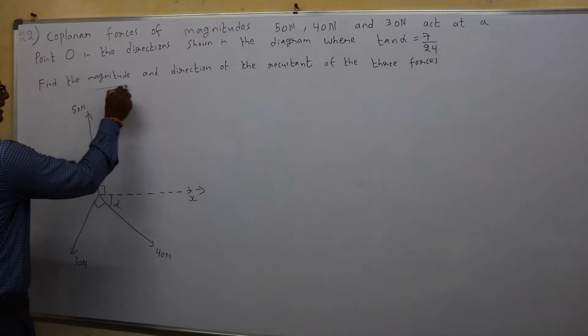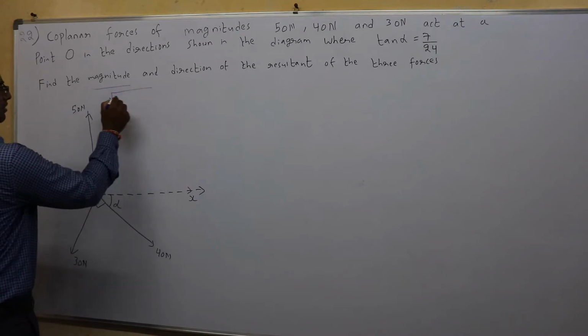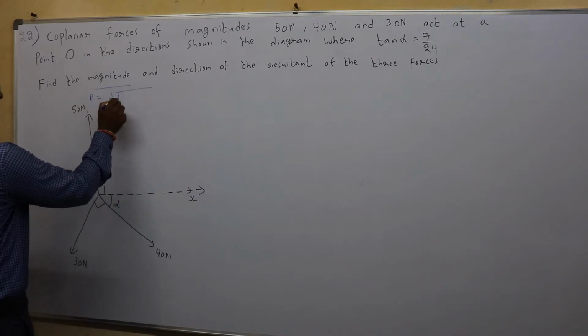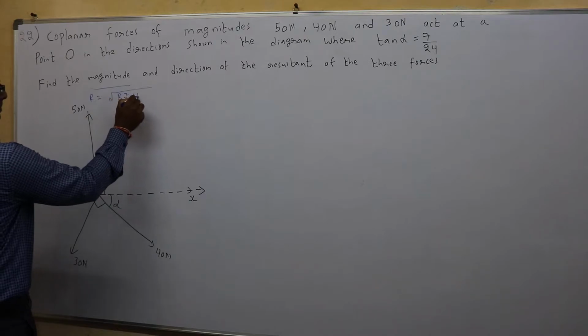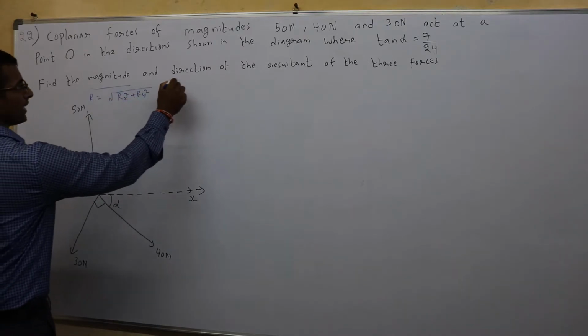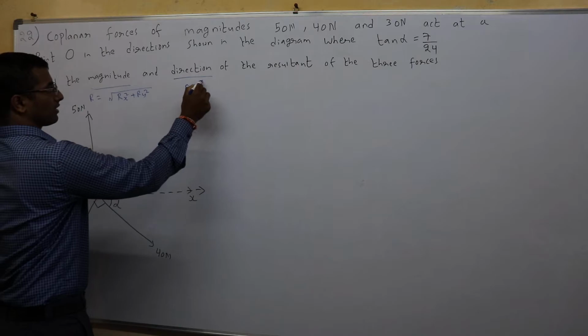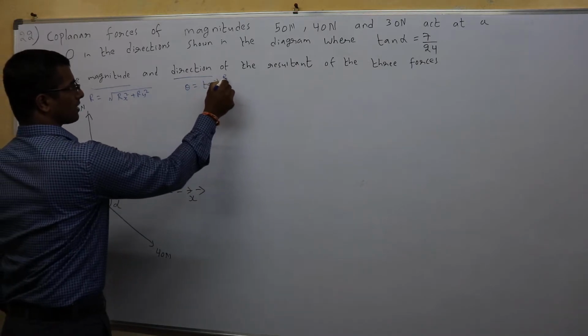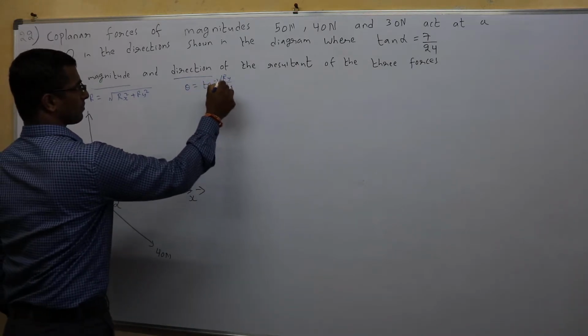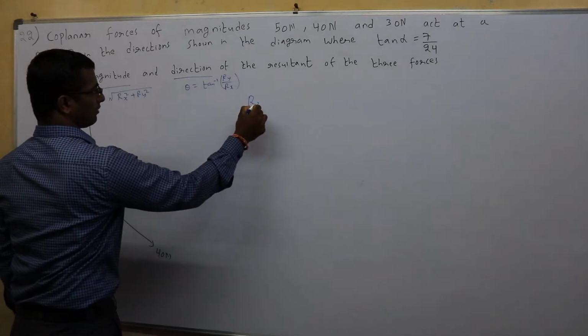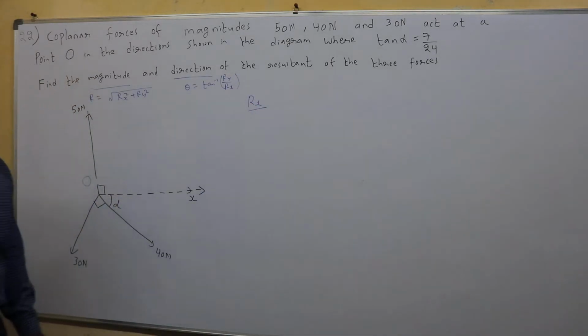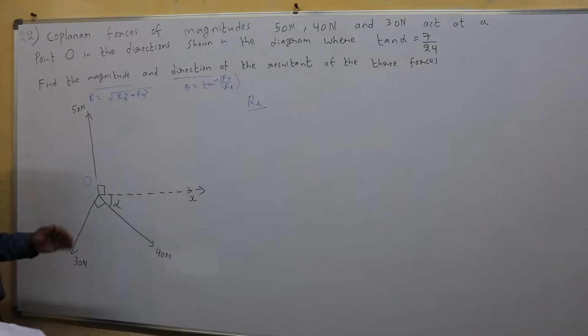So what is the magnitude formula? Magnitude of the resultant formula is the square root of Rx square plus Ry square. And what is the direction of the resultant formula? Tan inverse Ry by Rx. So before that, I need to find Rx. How do I get Rx?